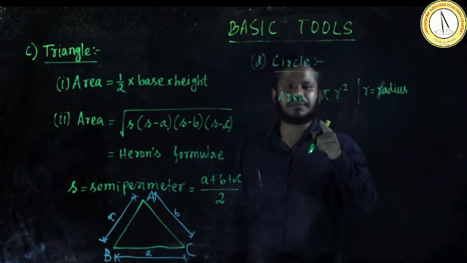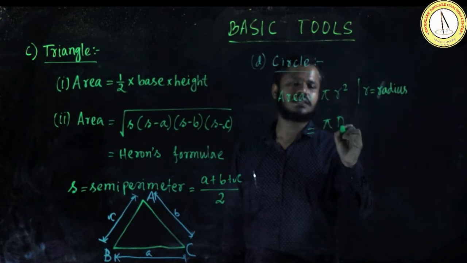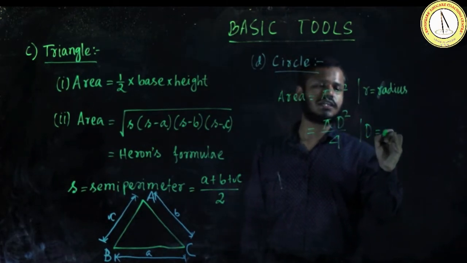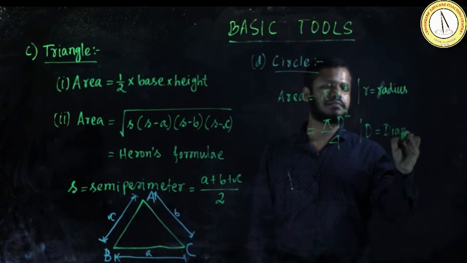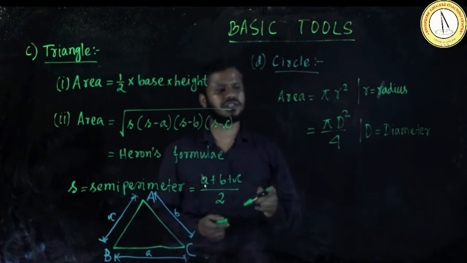Also, in terms of diameter, how is the area written? Pi d square by 4. What is d? D is called the diameter of circle.